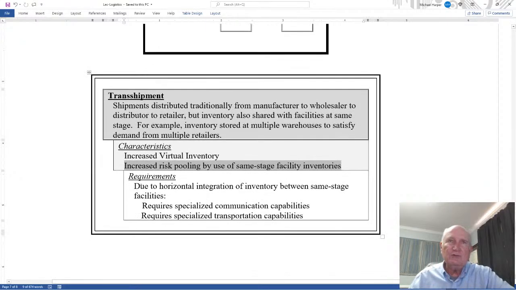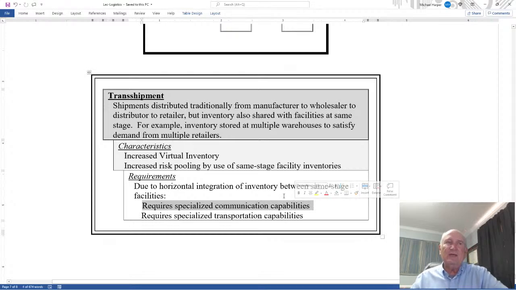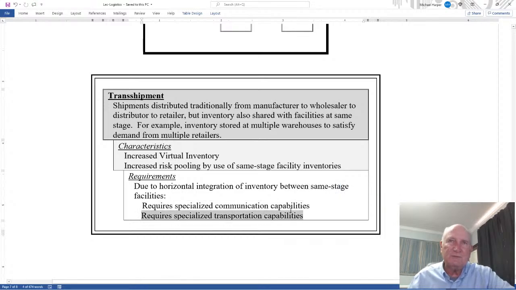Requirements. Due to horizontal integration of inventory between same stage facilities, it requires specialized communication capabilities. So now from the warehousing, you have to increase the communication capabilities horizontally, with different facilities at the same stage. It requires specialized transportation capabilities, of course. It goes between stages.